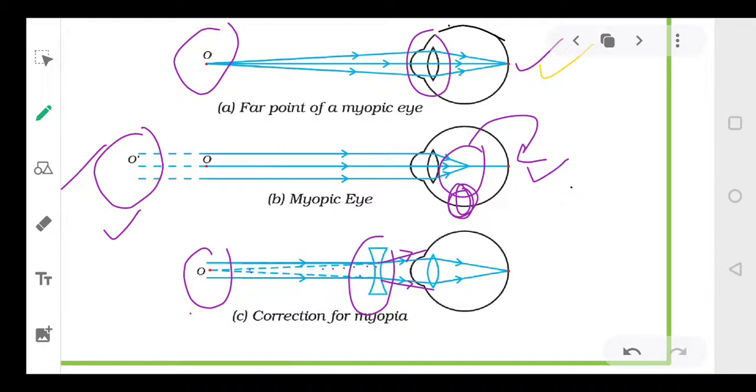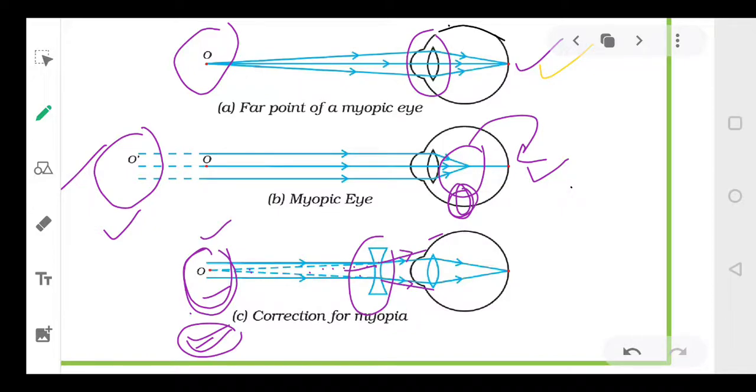Concave lens is a diverging lens, so it will diverge the rays. So rays will never meet on this side. So we will extend them at the back side. When we extend them, they will meet at this point. So when they are meeting at this point, image is formed at this point. Clear? Image is formed at this point. So concave lens has created an image at O point, this O point, right?